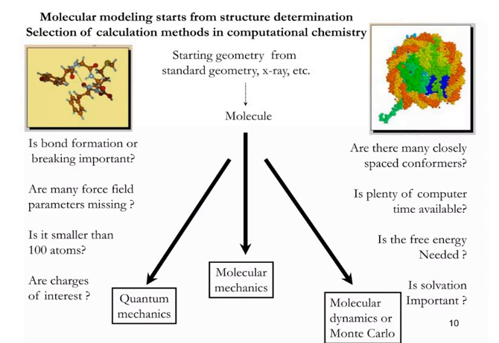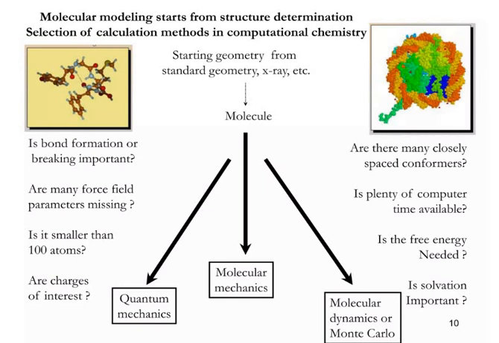Now you can see molecular modeling starts from structure determination, selection of calculation method in computational chemistry, starting geometry from standard geometry, X-ray, etc. Then you have the molecules, you have in your hand quantum mechanics, molecular mechanics, molecular dynamics or Monte Carlo. So you can see here one side is bond formation or breaking importance. Are many force field parameters missing? Is it smaller than 100 atoms? Are charges of interest or not?